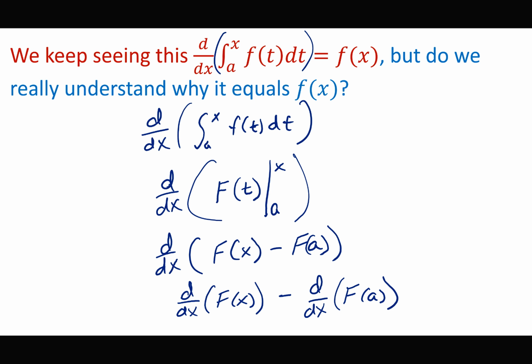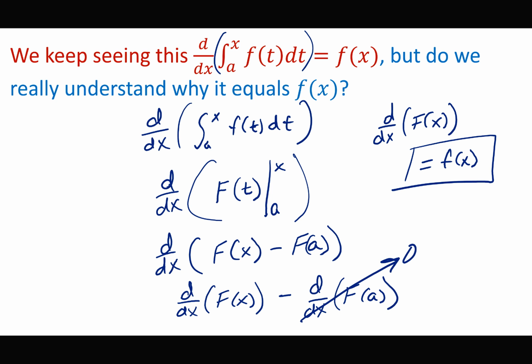So if I were to take the derivative of a number, that's 0. That's some constant value, so I don't even have to worry about that. All I'm left with is d dx of capital F of x. If I wanted to take the derivative of an antiderivative, this now becomes lowercase f of x. So that's why it all equals just f of x, and there's nothing else going on with it.